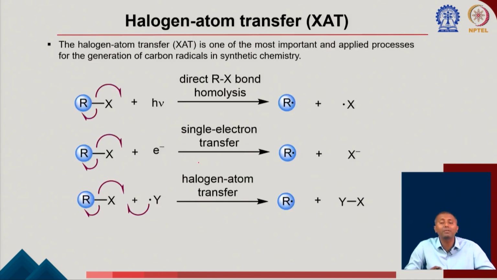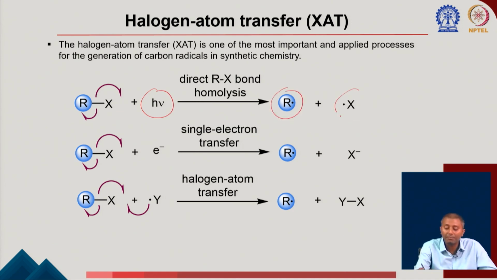As you can see from the term halogen atom transfer, we have seen some reactions where you have a carbon-halogen bond, as in the samarium reaction or the tributyltin hydride reaction. What is happening is that it is cleaving this carbon-halogen bond to generate a radical species. So there are three different ways I have mentioned. It could be direct homolysis of this RX in presence of UV light. It can form the R dot and the X dot.